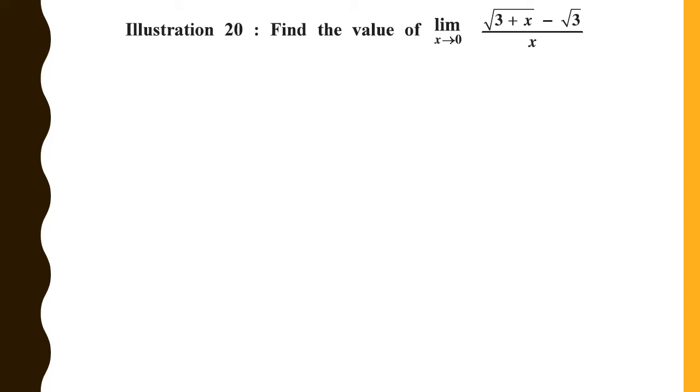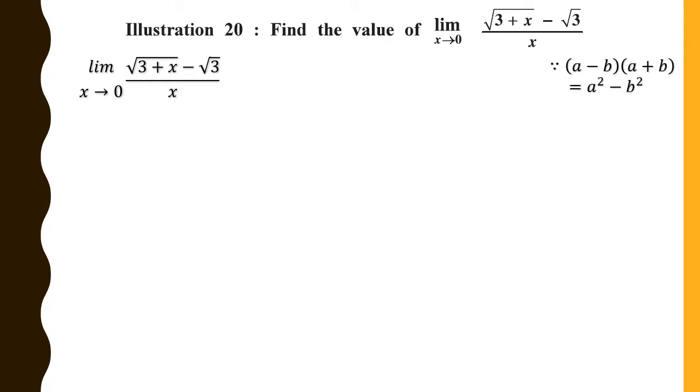Here the limit x tends to 0 under root 3 plus x minus under root 3 whole divided by x. This is the question given. Now in this case, what can we do? First of all, we will write down the question as it is. Now when we look closely at the numerator, can we relate it with something like this?